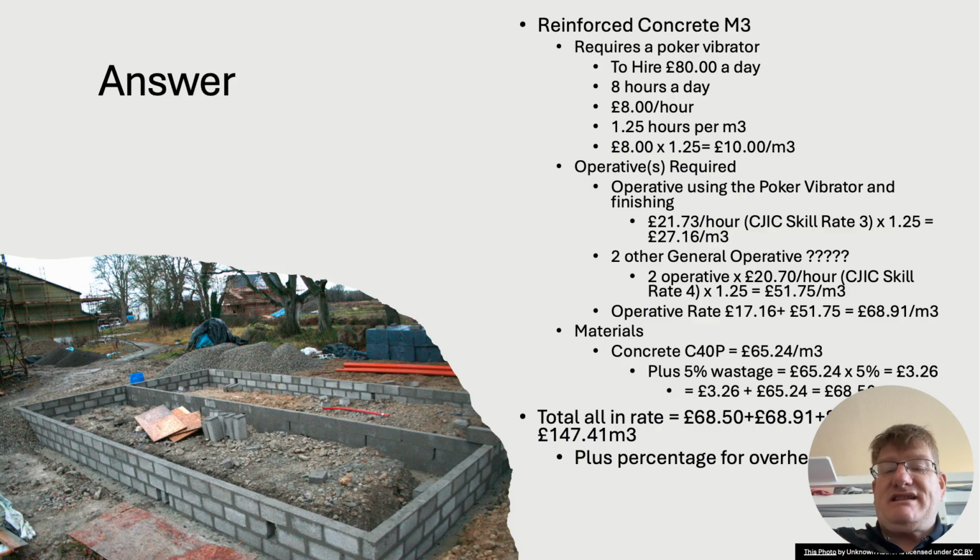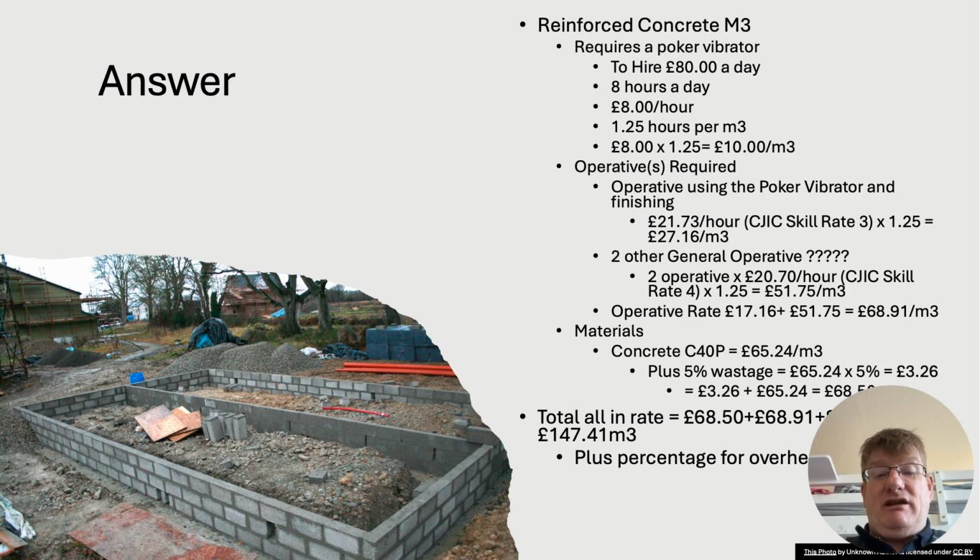So £65.24 a metre cubed, and then it's a 5% wastage factor. So I've added my wastage factor on, and then it comes to £68.50 something p. I can't quite see it, sorry guys, because the video of me is in the way.